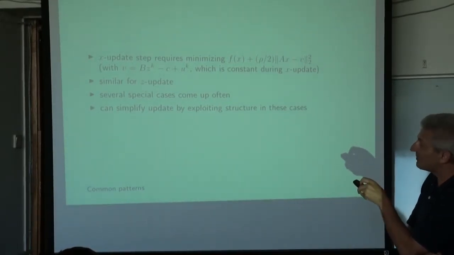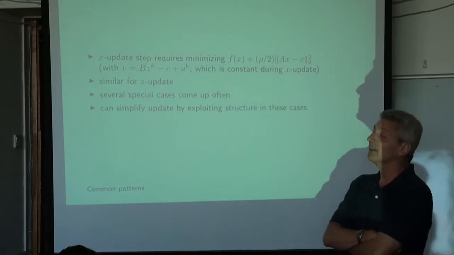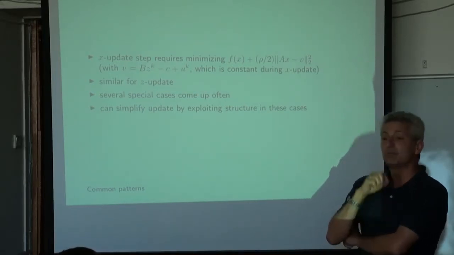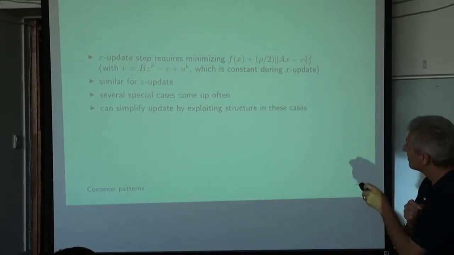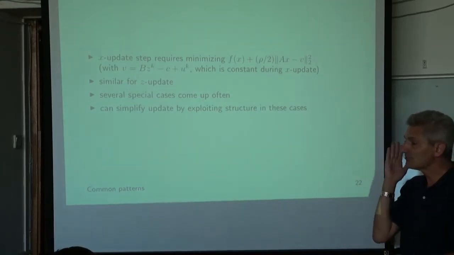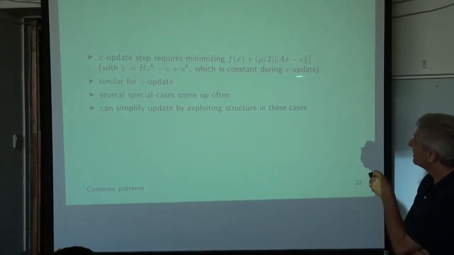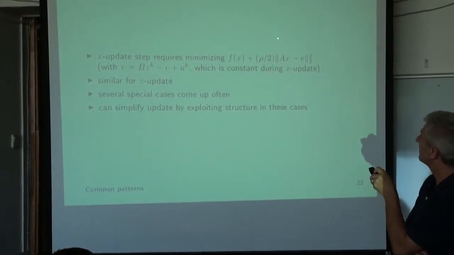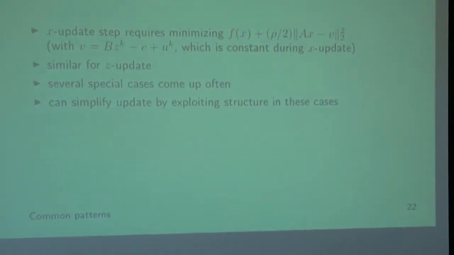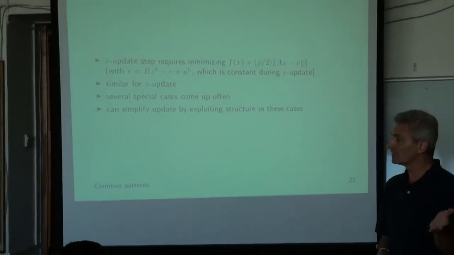The only thing you will ever do in this algorithm is minimize a function plus a quadratic. Now remember, these functions can be plus infinity, so they can include constraints. They can be pure constraints. A pure constraint is a function f which is 0 on a convex set and plus infinity off it. But the point is that the only thing you ever do is minimize a function plus a quadratic, period.